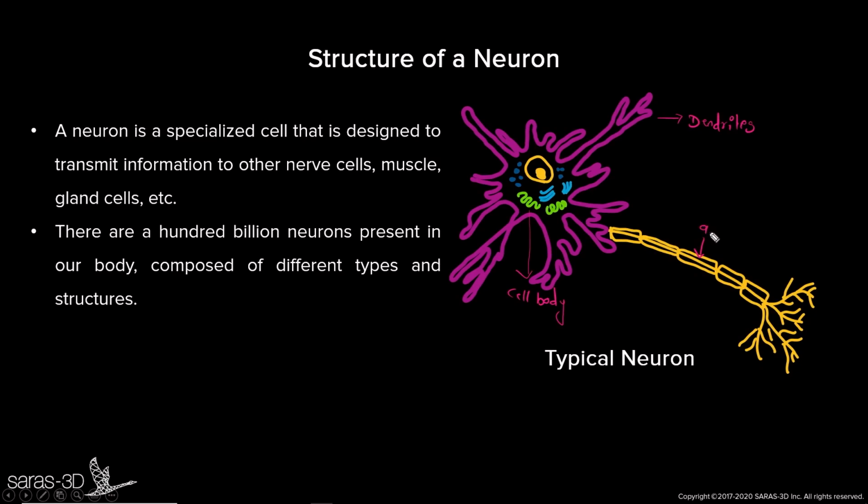There are axon terminals. Those are the small projections which open from the end of the axon and are divided into many branches. So these are the axon terminals. And finally, at each terminal, there is a knob-like structure present, which is known as the synaptic knob.